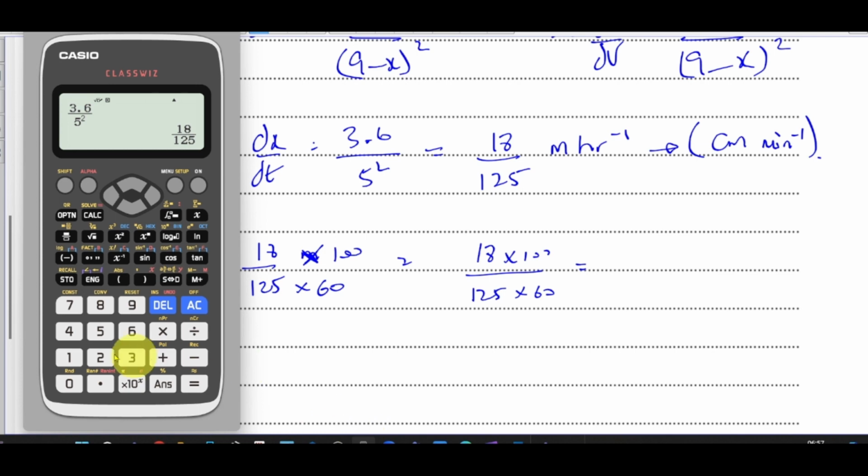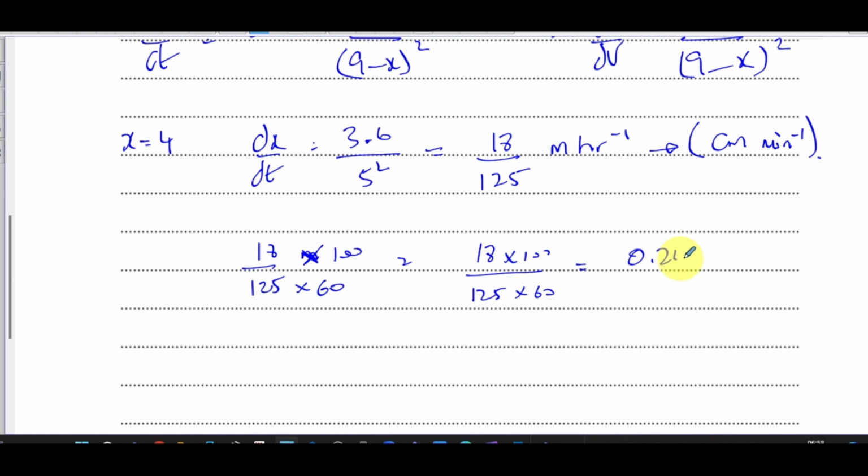So you end up with 18 times 100 over 125 times 60. Simplifying, that gives you 6 over 25, which is 0.24, and that's now in centimeters per minute.